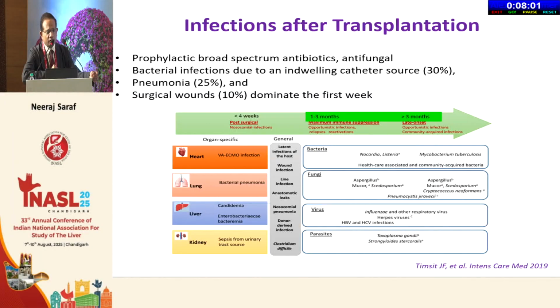Infections, again, extremely important. Like I said, prophylactic broad-spectrum antibiotics must be given. Antifungals like fluconazole must be given. The commonest causes of infection are indwelling catheters, surgical lines, IV lines, central lines, pneumonia, and surgical wounds. And this is just a time frame of the various infections that take place. Obviously, in the early period, you have bacterial infections, fungal infections, and you can have viral infections. As the timeline increases, the spectrum changes, and you can have other infections like Aspergillus, Mycobacterium, etc.